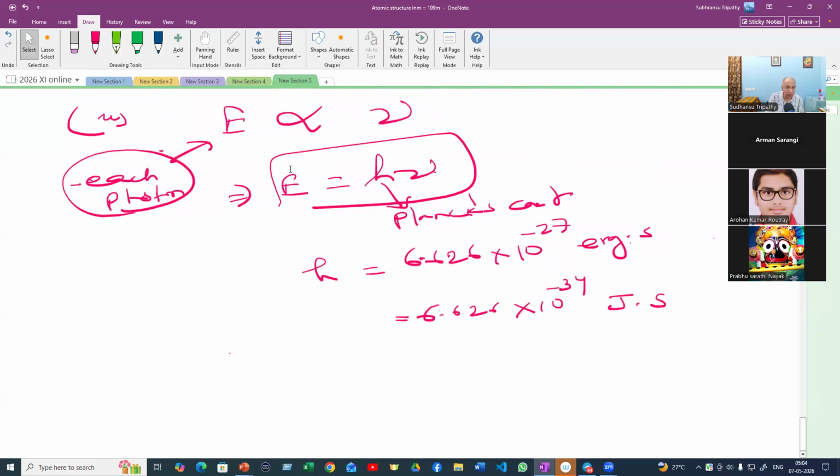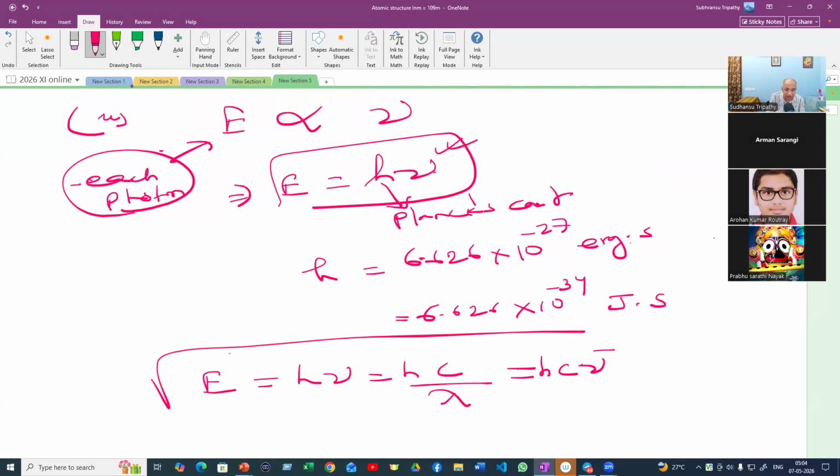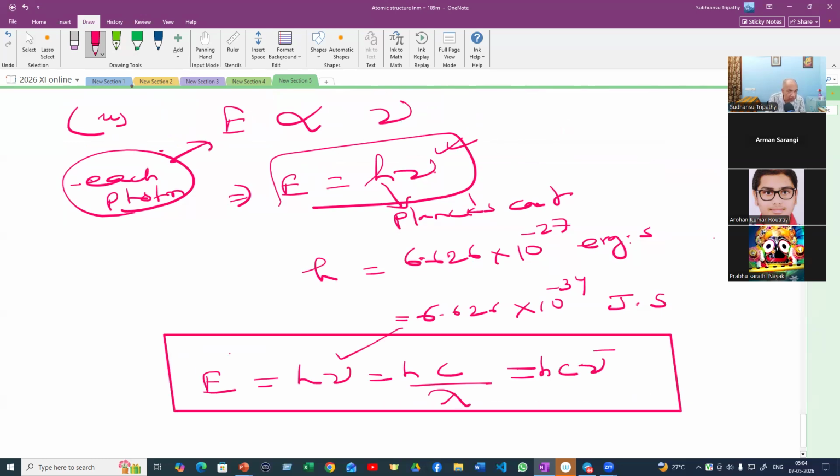Well, this value you have to remember. Either in CGS it is 10 to the negative 27 and in SI 10 to the minus 34. And since you know the relationship between nu, lambda and nu bar, you can write h nu or hc by lambda or hc nu bar, since 1 by lambda is equal to nu bar. So these are the three relationships. Whichever data is given to you, nu, then this relationship. Lambda, then this relationship. Nu bar, this relationship.